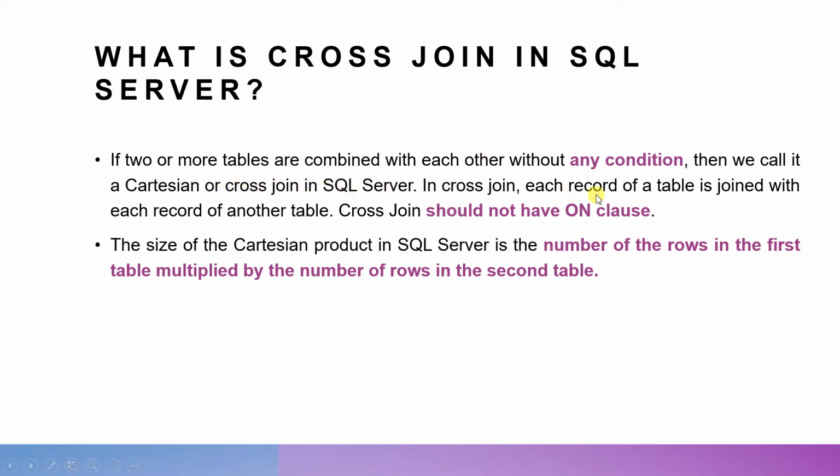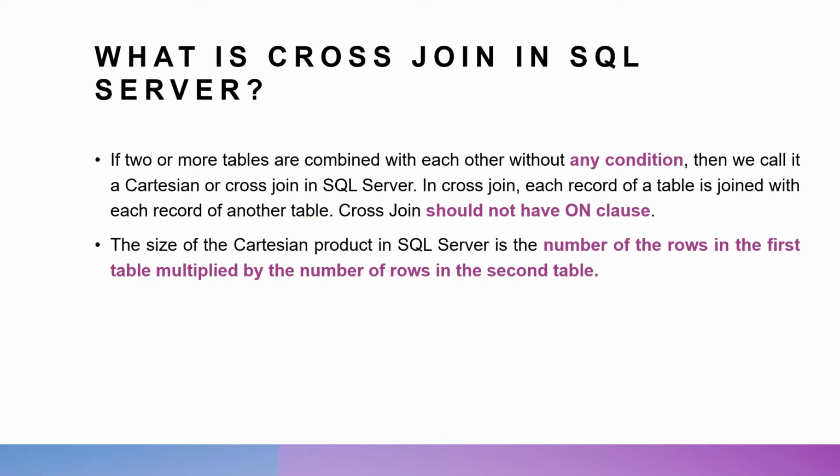In cross join, each record of a table is joined with each record of another table. So this is the important line. Each record of a table is joined with each record of another table.